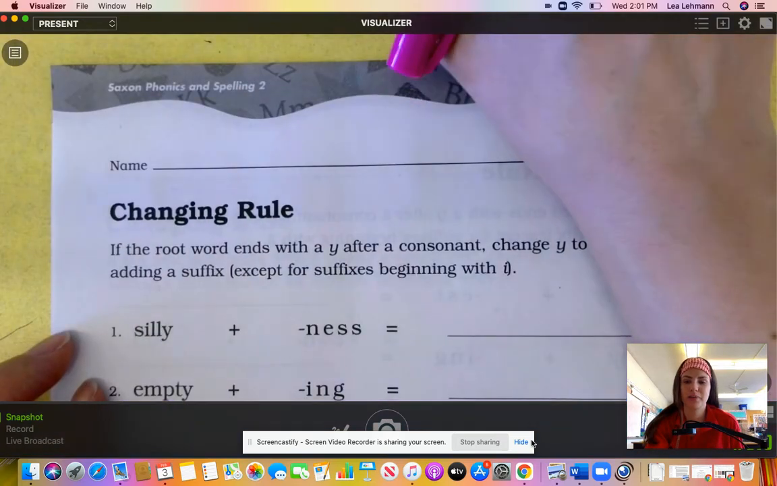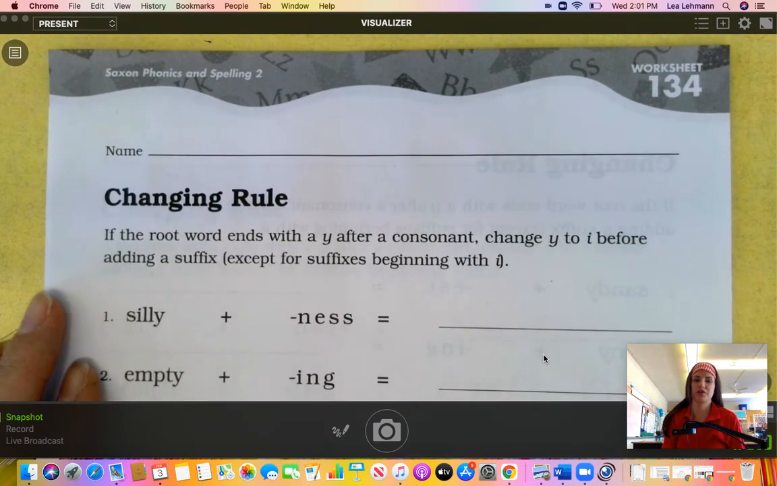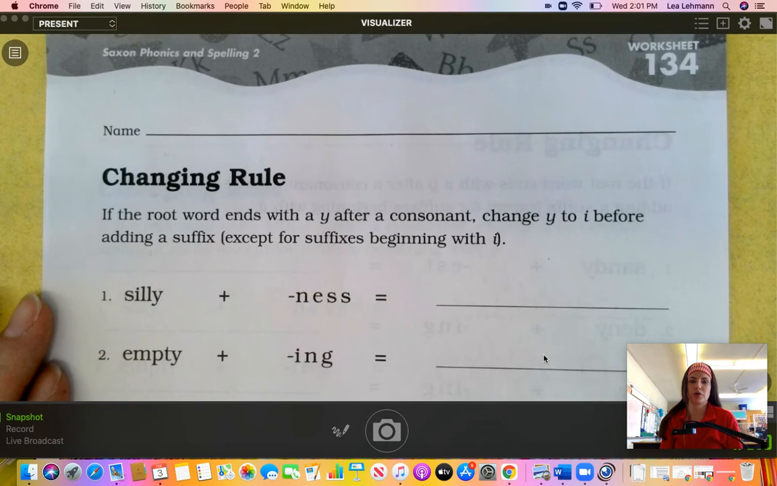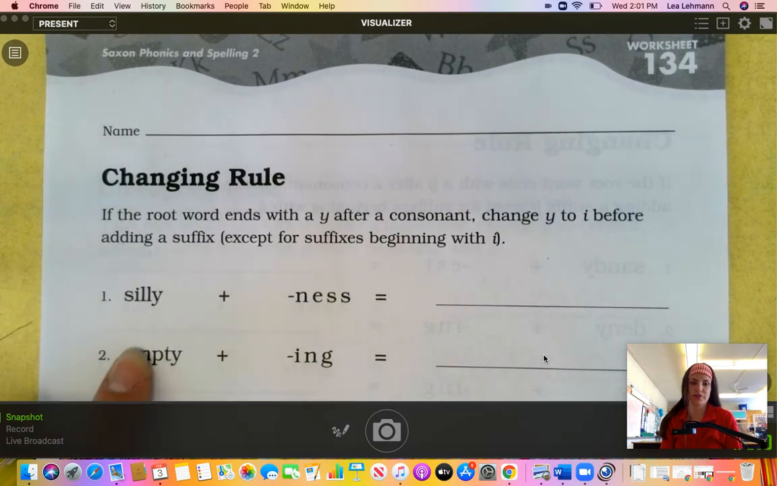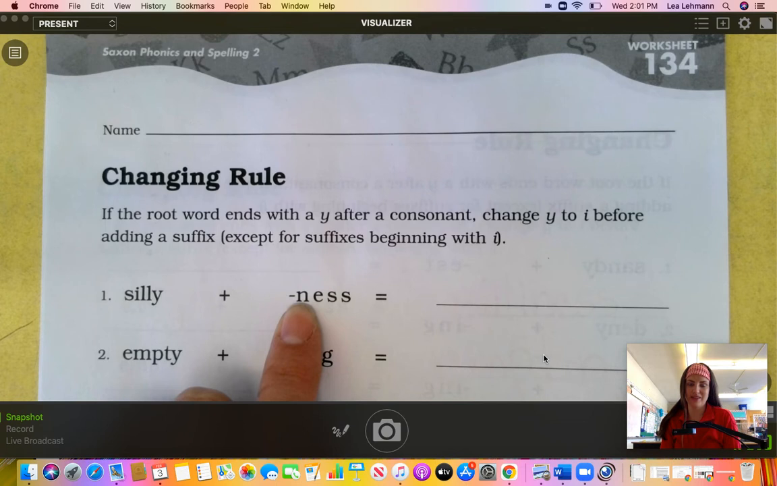Hi, second grade. All right, we are going to do worksheet 134. This is a changing rule. Today you will see all of the root words on this side are going to end with a Y. And then they're all going to have a suffix. Now here's the rule.